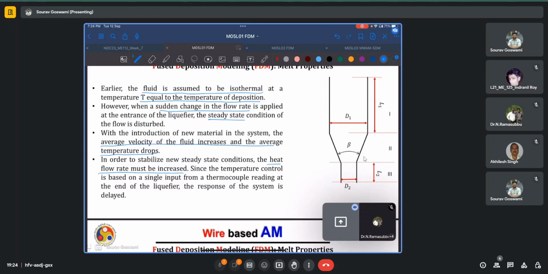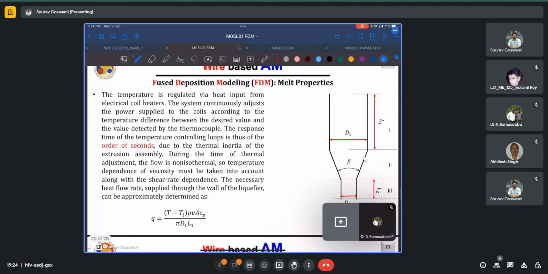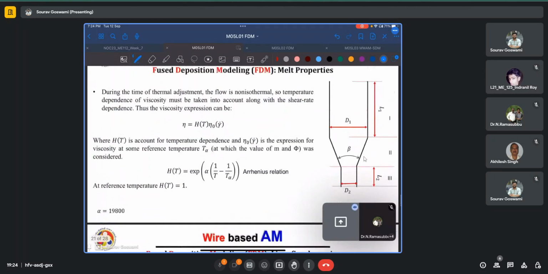Of course, there will be some lag in actually transmitting this information to the control system. And so for a short time, there will be some disturbance and perturbations will be introduced. Maybe your print quality can also be disturbed. But these days, with advances in control system technology, this lag time has been reduced significantly. There are some other derivations.